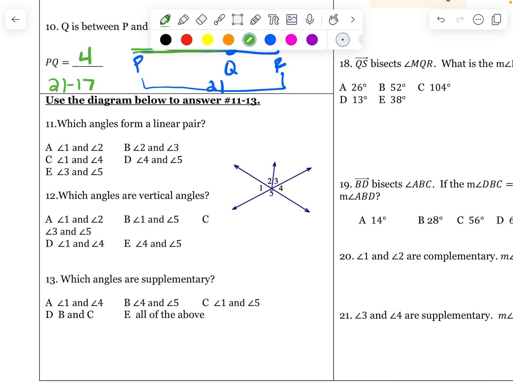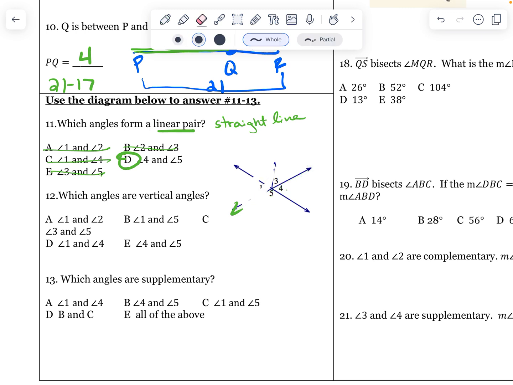Which angles form a linear pair? Linear pairs add up to 180. They make a straight line, okay? Straight line, linear pair, straight line. So, 1 and 2, no. 1 and 4, no. 3 and 5, no. 2 and 3, no. Let's hope 5 and... yes, 4 and 5 make a straight line. Great. Erasing those marks I just made.